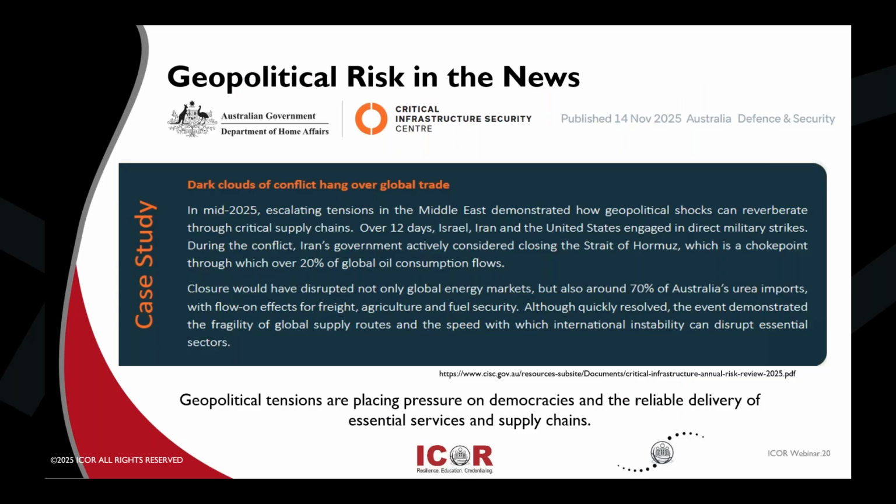But that's a choke point through which over 20% of the global oil consumption flows. Closure would have disrupted not just the global energy markets, but around 70%, can you imagine that, of Australia's imports, with the flow-on effects for freight, agriculture, and fuel security. Actually talking about fuel security, if you could have an impact of 70% of your energy. Although it was quickly resolved, the event demonstrated the fragility of the global supply routes and the speed within which international instability can disrupt those essential sectors.